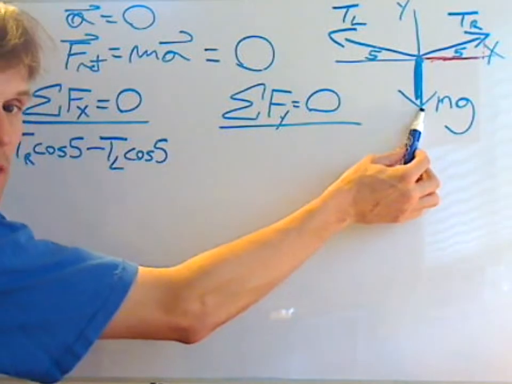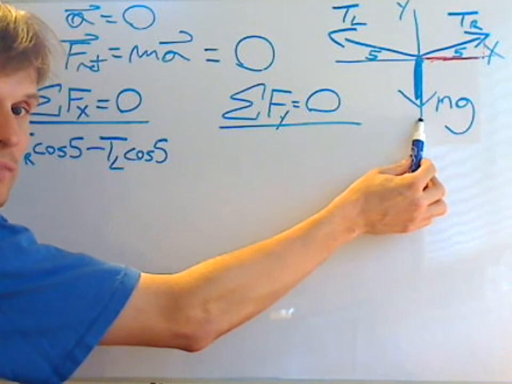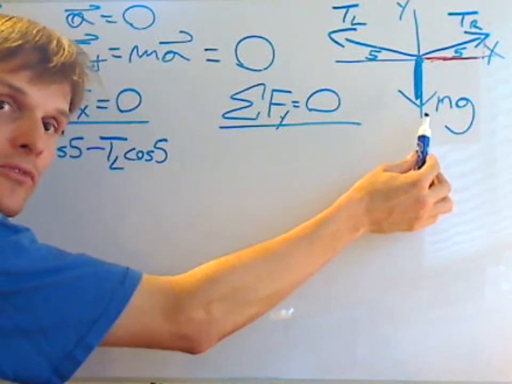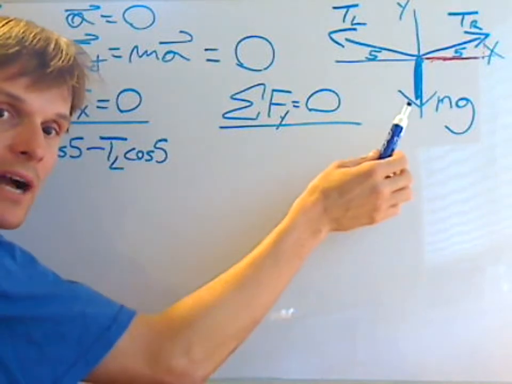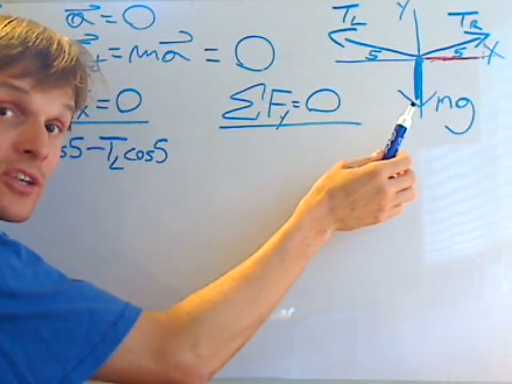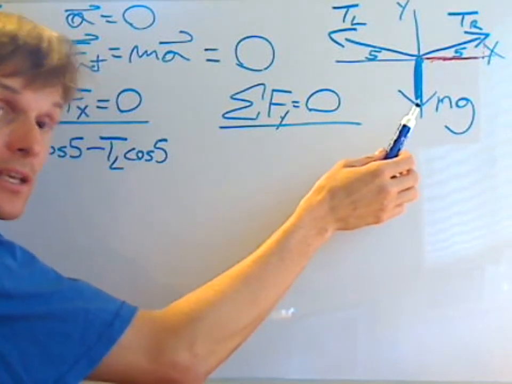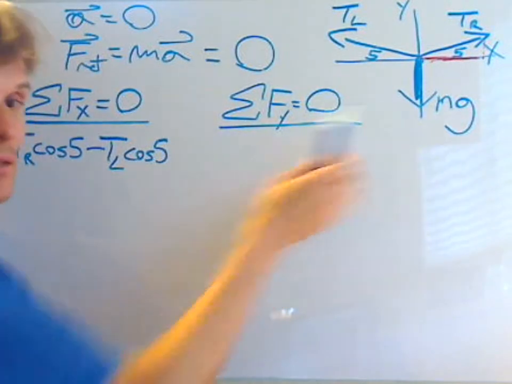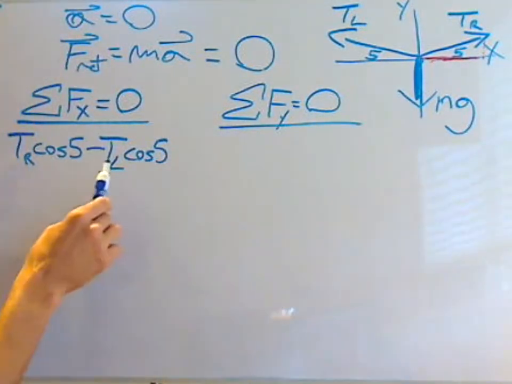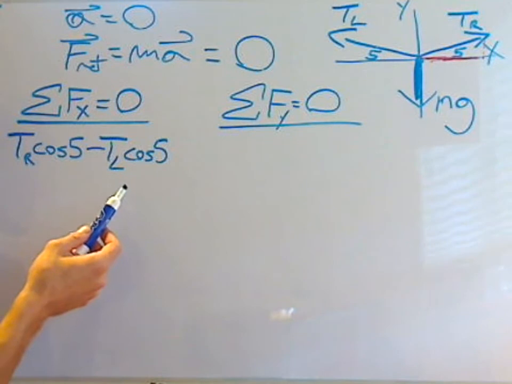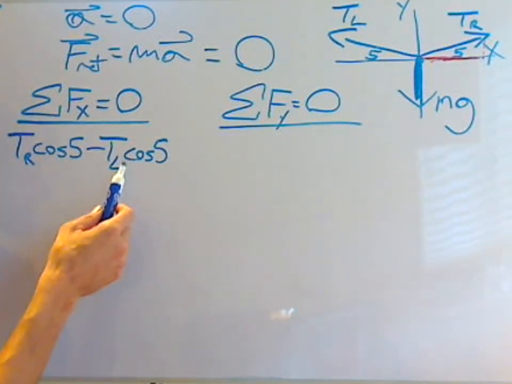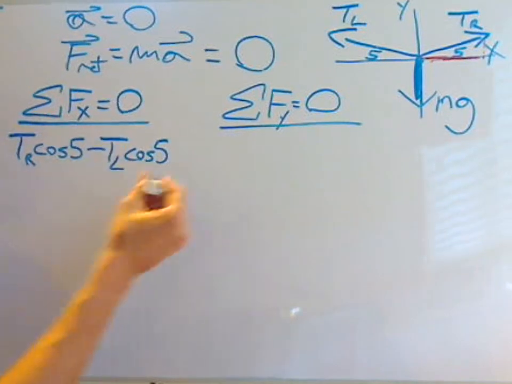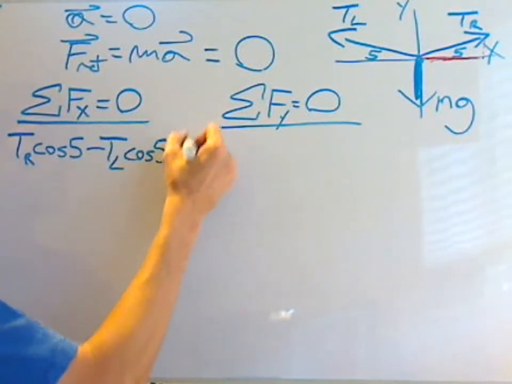Now what about the x component of this guy? What's the x component of something that points perfectly along the negative y-axis? Well, it's entirely along the y-axis, so it has 0 x component. So the x component of the weight is 0. So we don't even need to put that in there. So those are the x components of all those forces, and they have to add up to 0. So this equals 0.